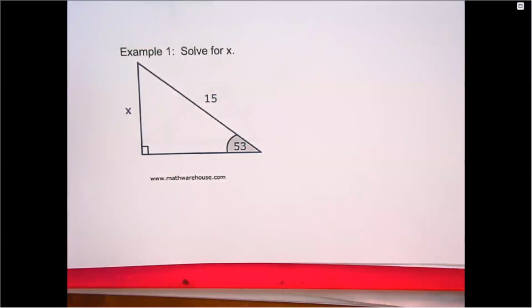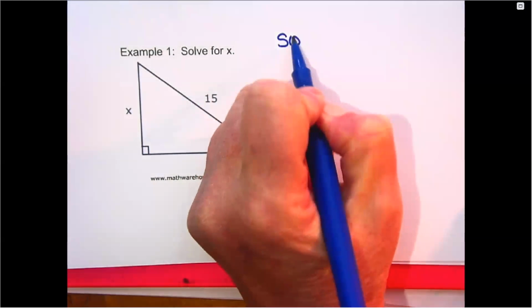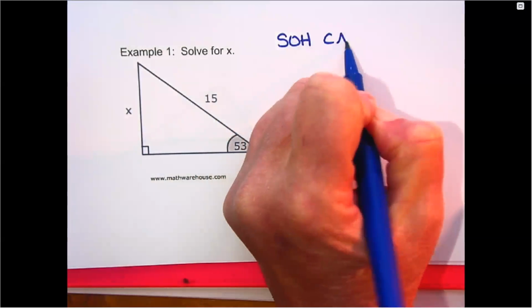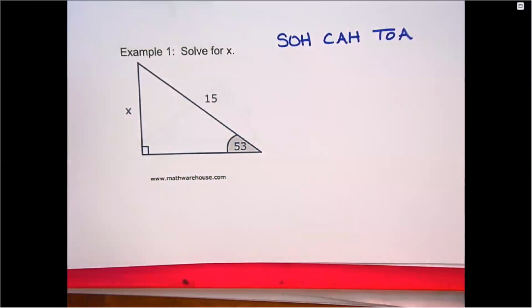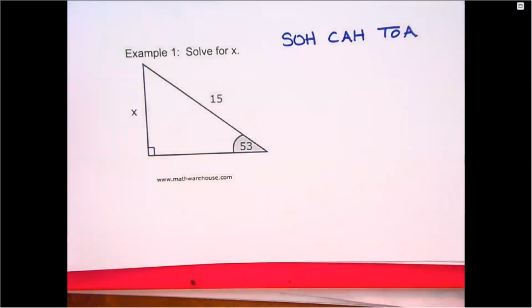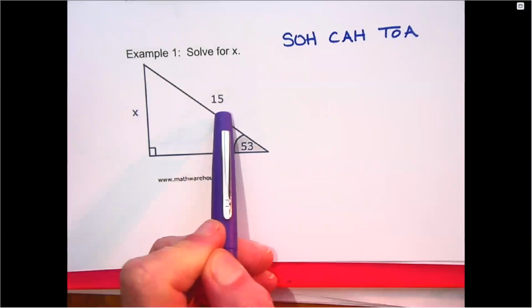So here is a right triangle. And I want to use this new stuff that I'm talking about to find unknown sides. So I'm going to write up here, SOHCAHTOA. And I'm going to look at my picture, and I see we have a 53-degree angle here, so that's the angle we're working with. We have an X here and a 15 here.